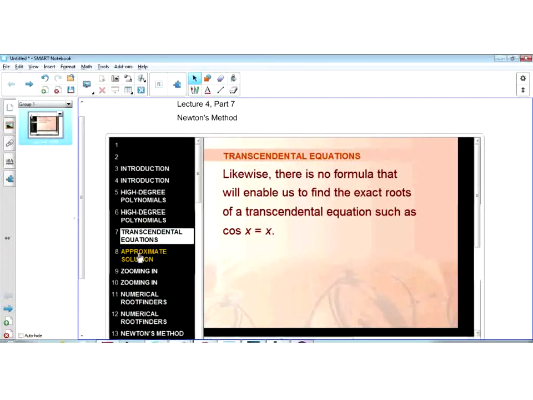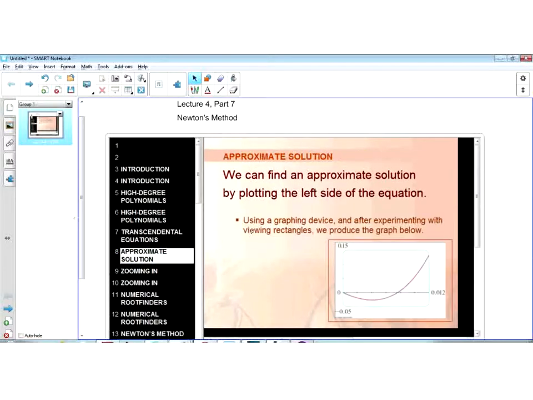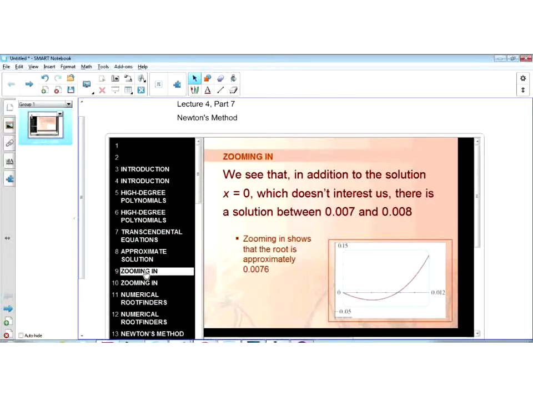All right, so you can get an approximate solution by plotting the equations. But again, that would be approximate because how good is reading a graph? You would have to resort to zooming in and guessing, right? So for cosine x equals x, I guess this would be what we're dealing with. You could see that the root is approximately 0.0076, but well, I don't know.